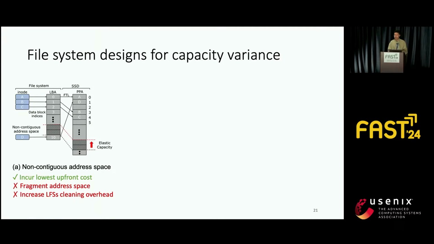Since our design is based on a log-structured file system, there are 3 potential ways to achieve the elastic logical capacity. One option is to use a non-contiguous address space. With this approach, the file system can internally decouple the address space exported to the user from the LBA. When the logical capacity should be reduced, the file system identifies a range of free space and restricts the user from using it, for example, by marking that as allocated.